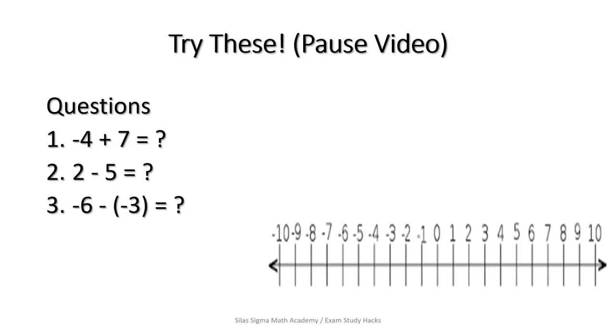Alright, what do you have? Let's look at the answers. 3 for the first one, negative 3 for the second one, and negative 3 for the third equation. Is that what you have?